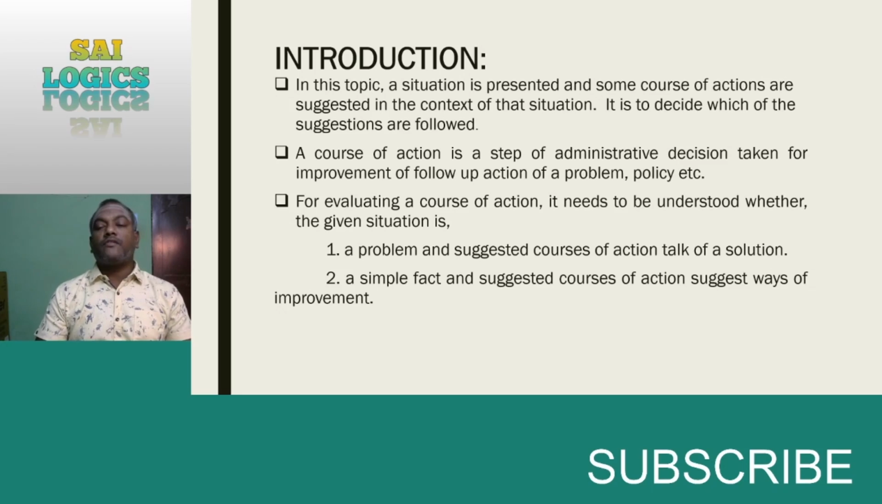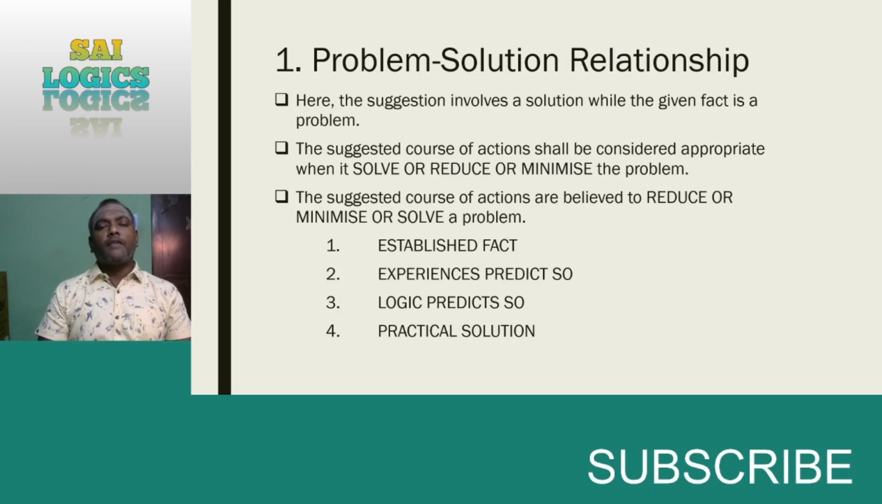So the second case will talk only about improvement. It might not show any way for a complete solution. It will just suggest improvement only. So let us explain these two very clearly. Number one, the problem-solution relationship.